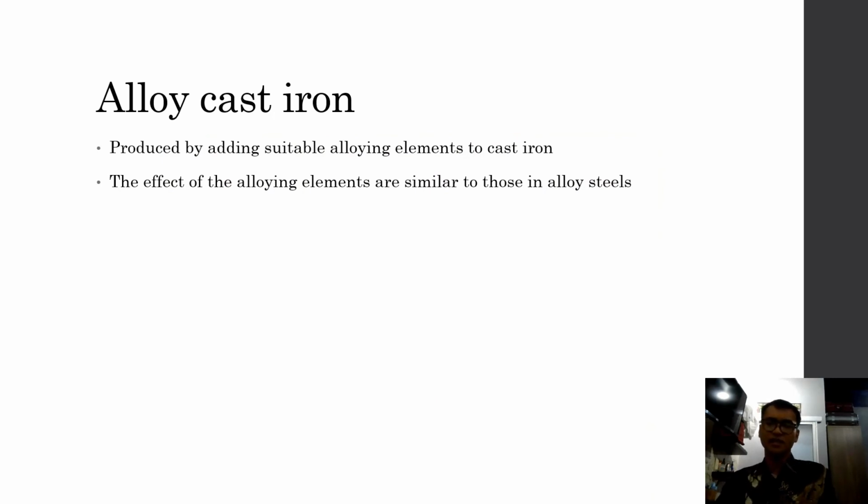Alloy cast irons, as the name signifies, are produced by adding suitable alloying elements to cast iron. The effects of those alloying elements, which are used singly or in combination, are similar to those in alloy steels.